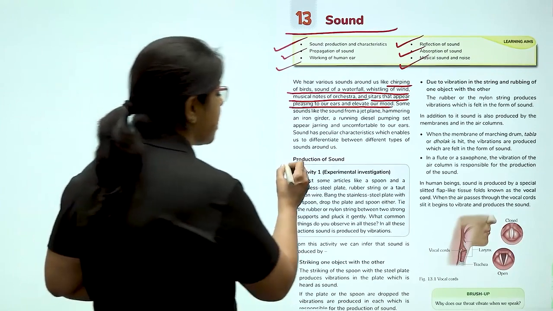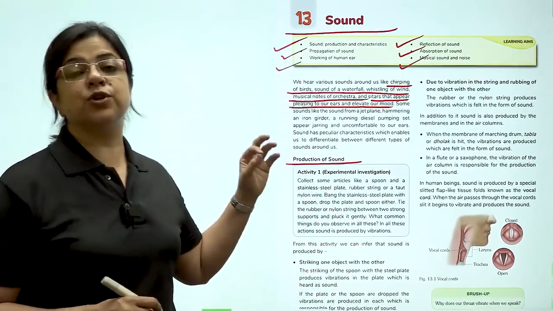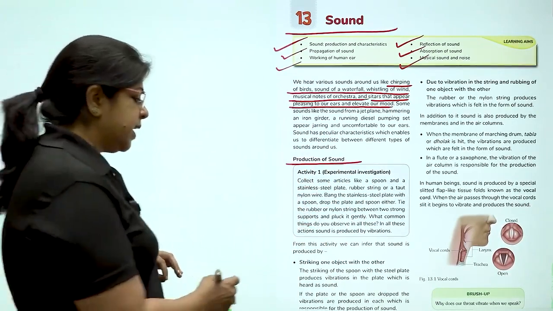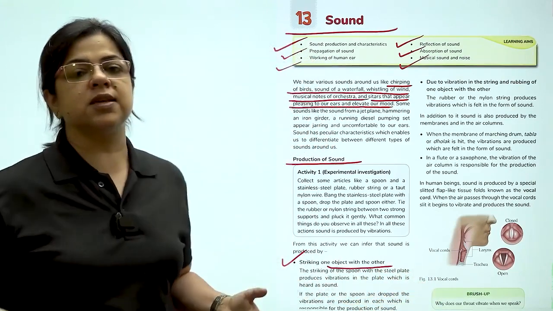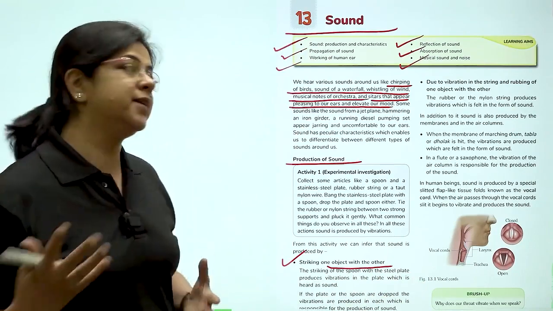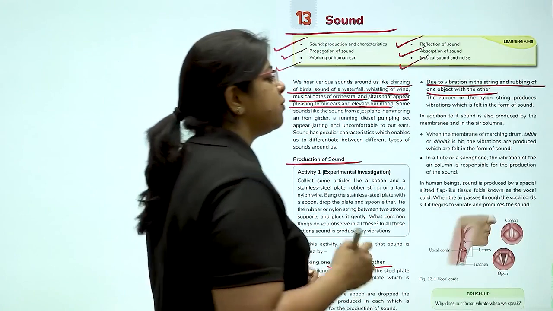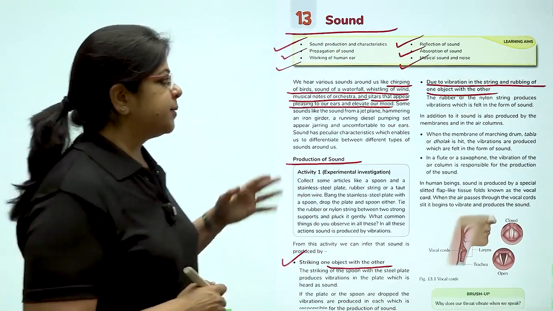First, let's understand how sound is produced. There is a simple experiment which you can do at home also, and from this experiment you will conclude that striking one object with another produces sound. So you take a spoon, take a plate, strike them together, you get sound. Due to vibration in the string and rubbing of one object with another also, you get sound.